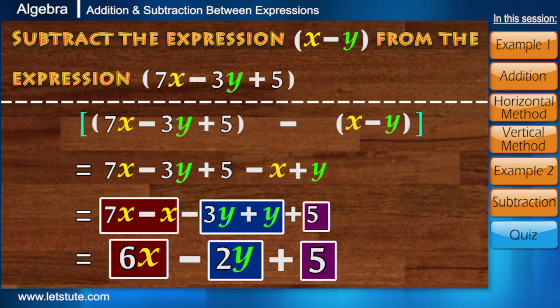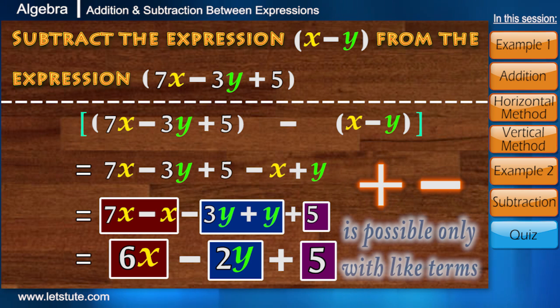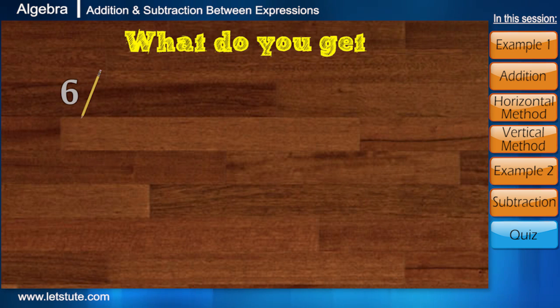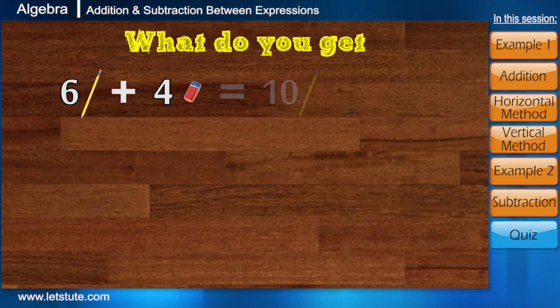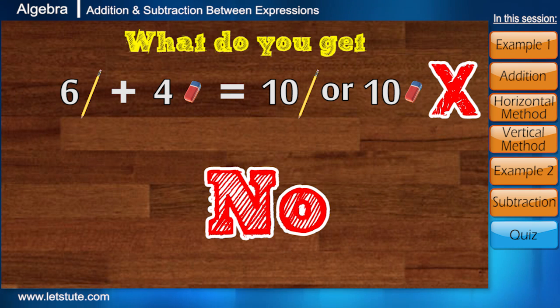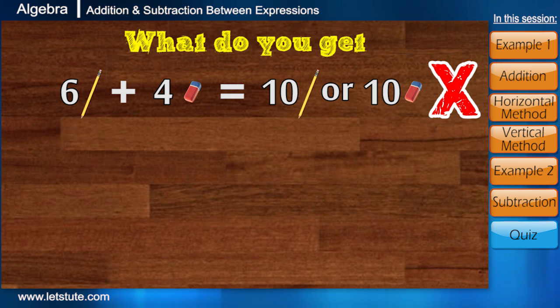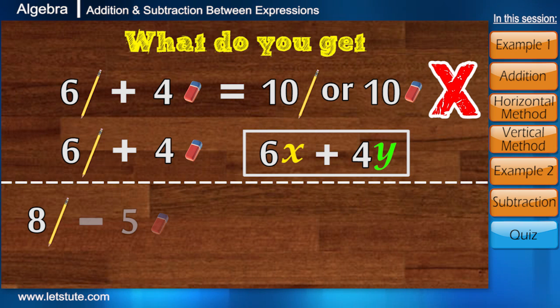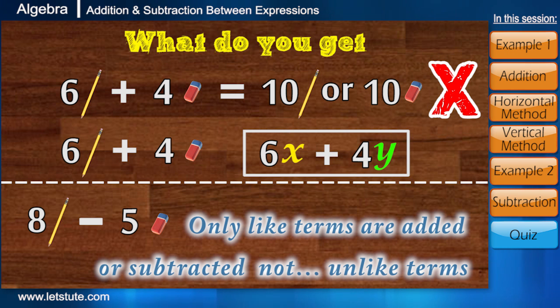Please note one thing, that addition and subtraction is possible only with like terms. Because if I ask you what do you get when you add 6 pencils and 4 erasers together, would you say 10 pencils or 10 erasers? No, we cannot add pencils with erasers. Therefore, we simply write 6 pencils plus 4 erasers. Similarly, we cannot say that from 8 pencils we give 5 erasers to someone. It's actually meaningless. We cannot have an eraser from a pencil. I'm sure you have understood now that only like terms are added or subtracted, not unlike terms.